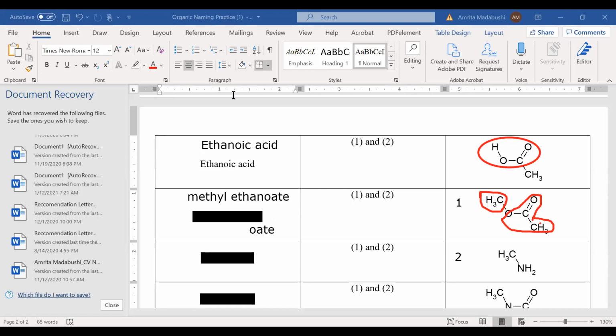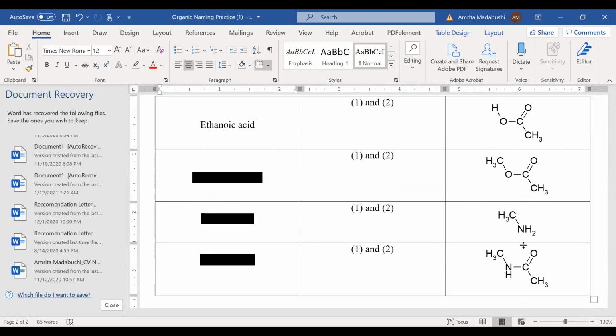The next one would be methylamine. Yeah, that's fine. Methylamine, actually. I don't want to confuse you guys any further. Okay, then this one. Okay, we can leave this one for now because this one would confuse you.